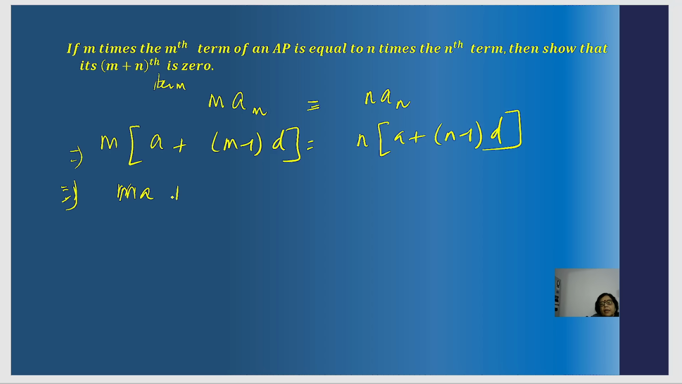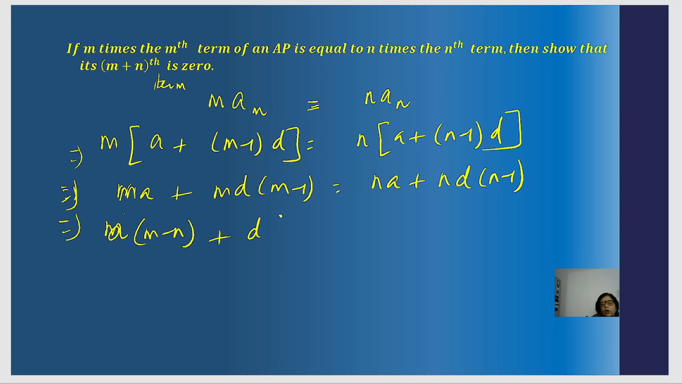ma plus md into m minus 1 is equal to na plus nd into n minus 1. Now we'll bring all the terms to the left hand side and the right hand side will become 0. So on the left hand side, if I transfer ma and bring na to the left hand side, I can take out a common from there and write m minus n. And again, if I bring this term, nd into n minus 1, I can take out d common from both these terms and write it as m into m minus 1 minus n into n minus 1. This is equal to 0.